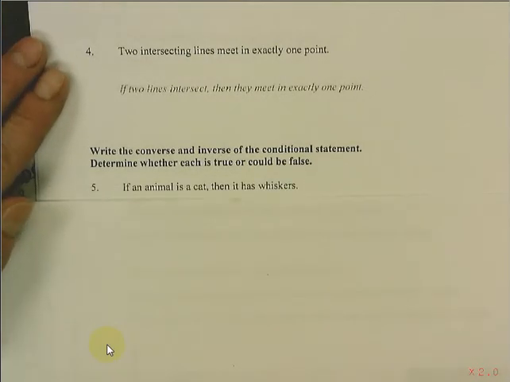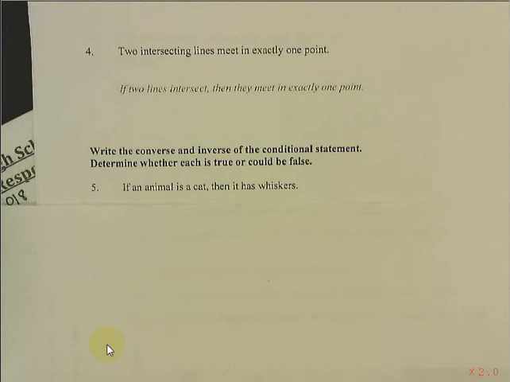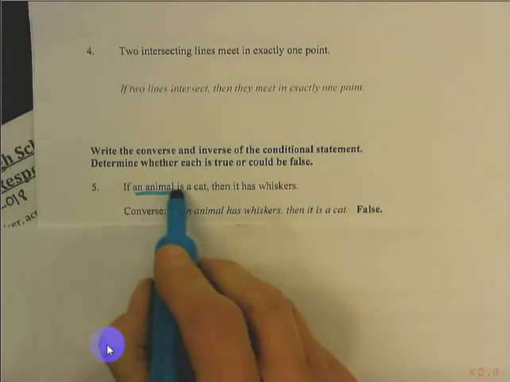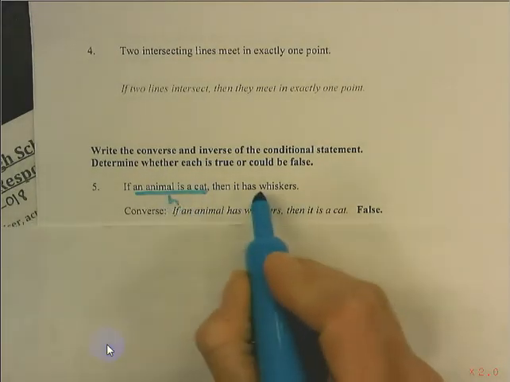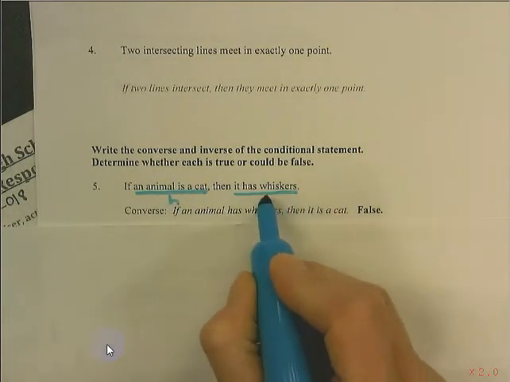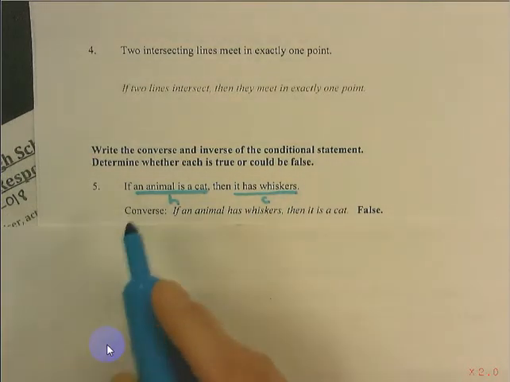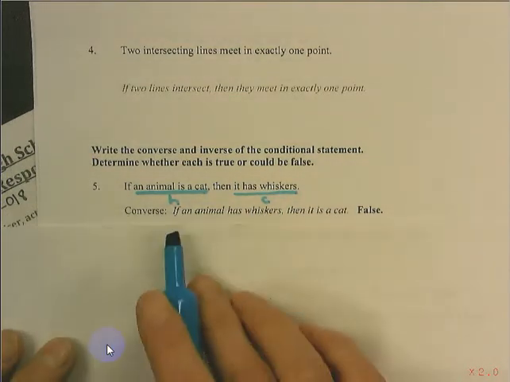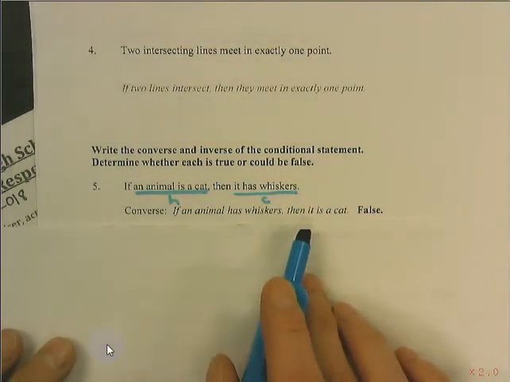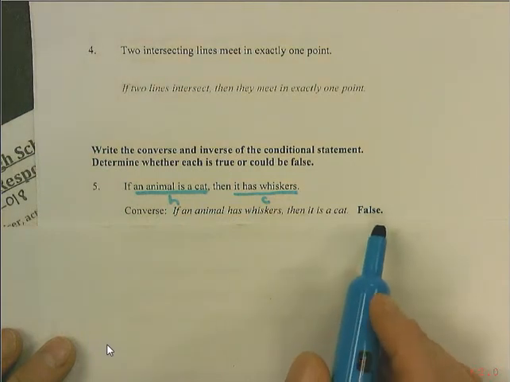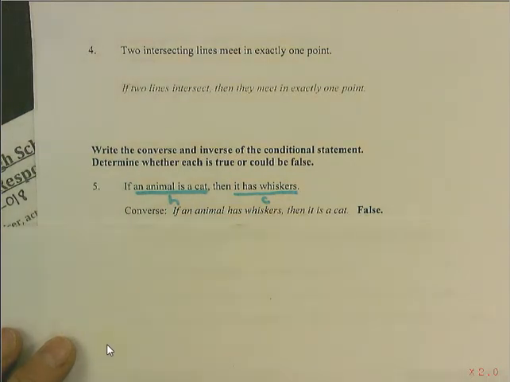So, if an animal is a cat, then it has whiskers. The converse is made by taking the hypothesis and the conclusion and switching them. So remember, this is my hypothesis. It has whiskers is the conclusion, so the converse just switches those. So, if an animal has whiskers, then it is a cat. That's, of course, false. There's a lot of other animals that have whiskers.